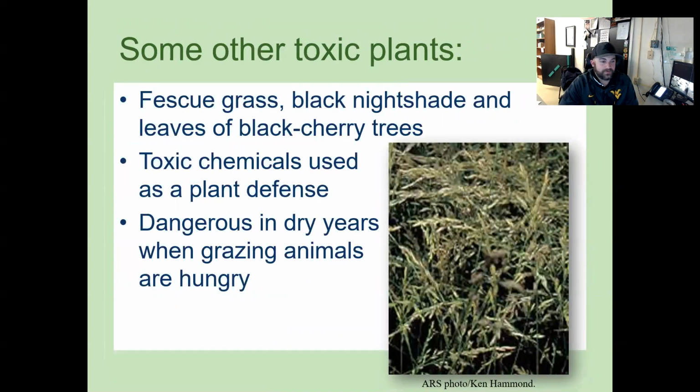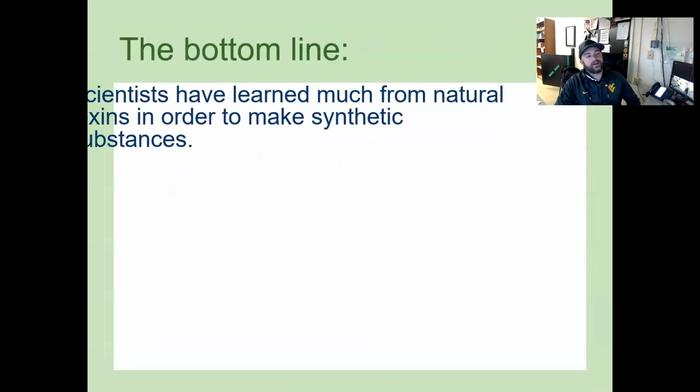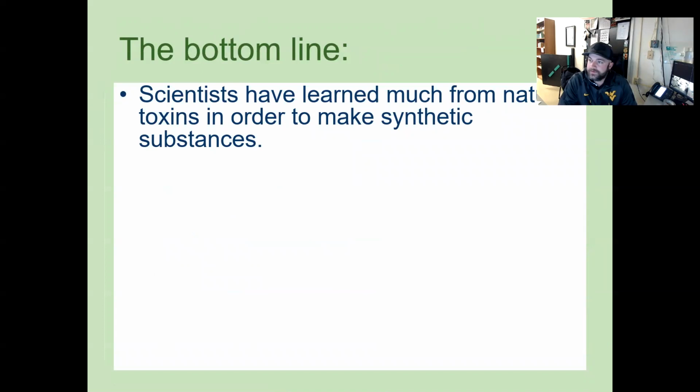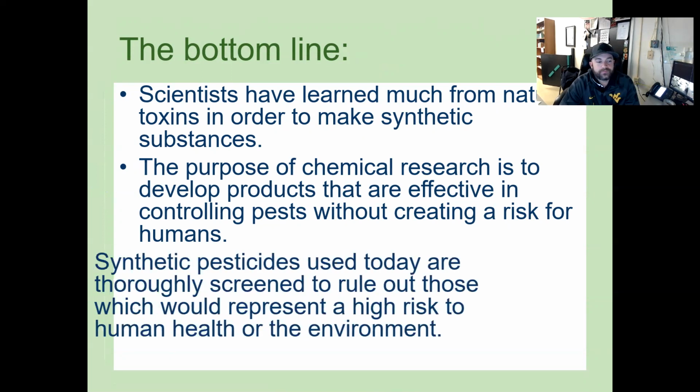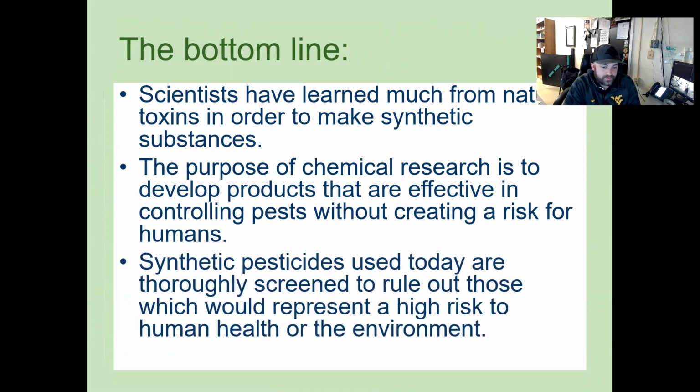And that's just a photo of some different toxic plants right there. That looks like some fescue grasses, and fescues are pretty typical to Pennsylvania. So don't just grab and start eating it. So bottom line here, scientists have learned much from natural toxins in order to make synthetic substances. The purpose of chemical research is to develop products that are effective in controlling pests without creating a risk for humans. And synthetic pesticides used today are thoroughly screened to rule out those which would represent a high risk to human health or the environment.